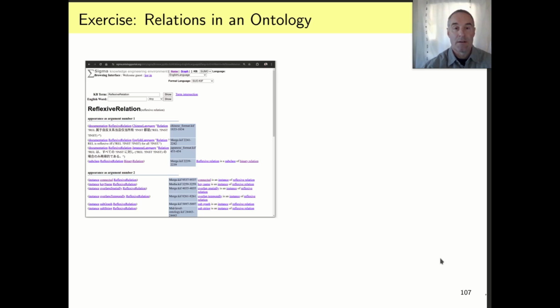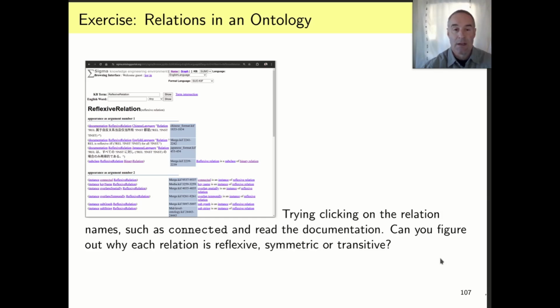So here we are. Here's a view of the web page in the Sigma browser, and we have the page for reflexive relation. Try clicking on those names. One of them is called connected, so two things are connected to each other. And this is reflexive because something is always connected to itself. See if you can figure out why each of these relations that you browse to are reflexive or symmetric or transitive. Does it fit with your idea of reality? If it doesn't, put a question in the comment below and I'll do my best to answer.